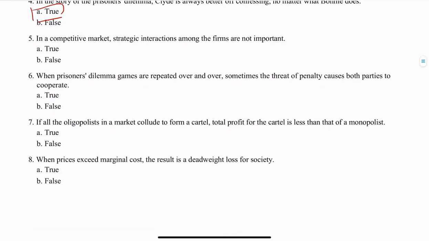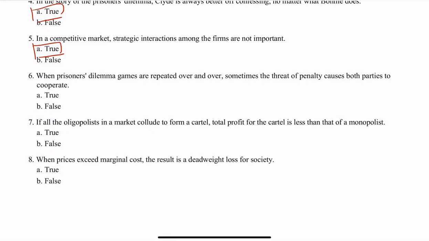Fifth, in a competitive market, interactions among the firms are not important. This is correct. The reason is because in a competitive market, firms are price takers. So there are no strategic interactions between them.